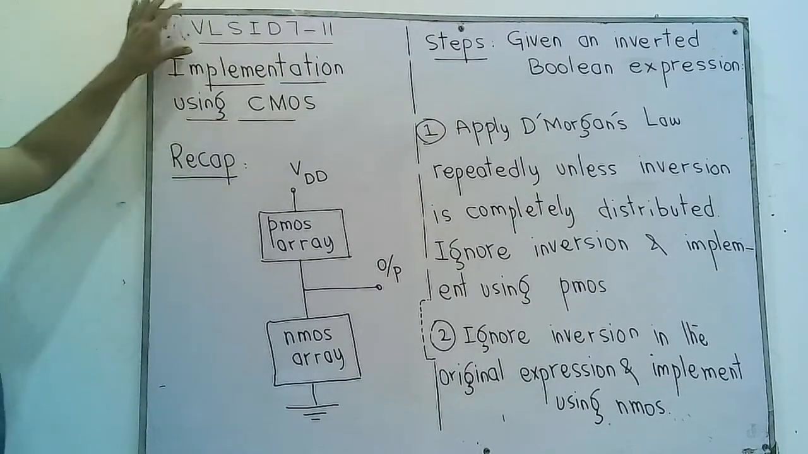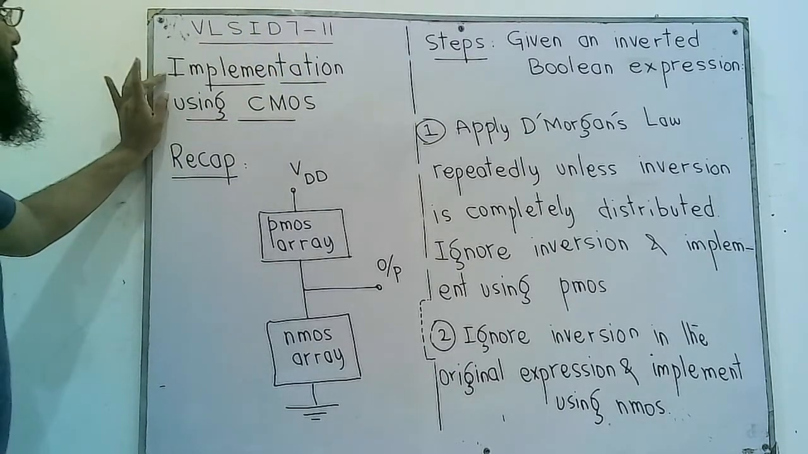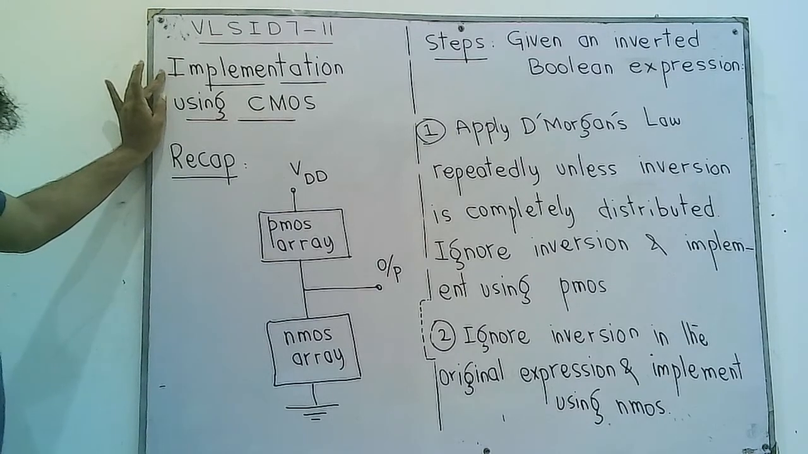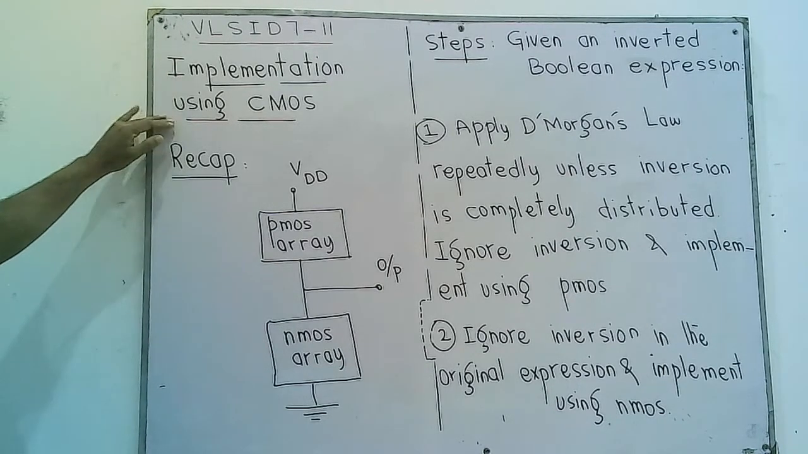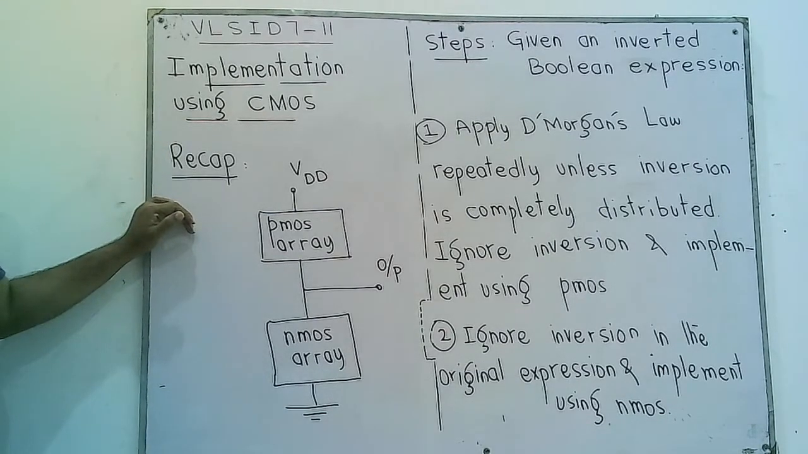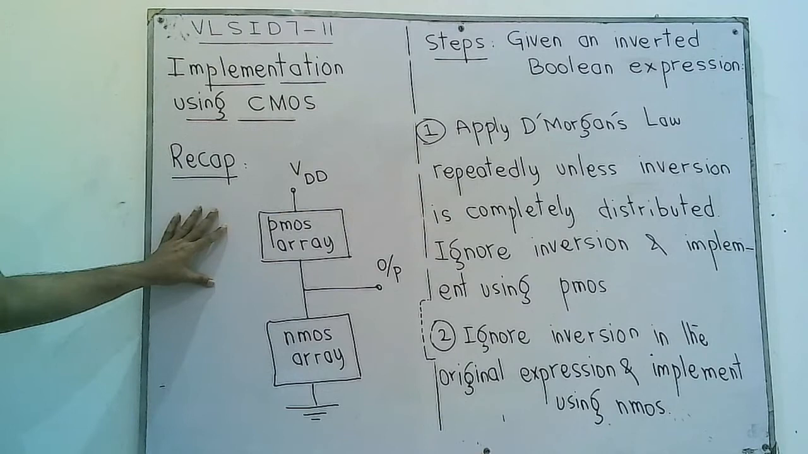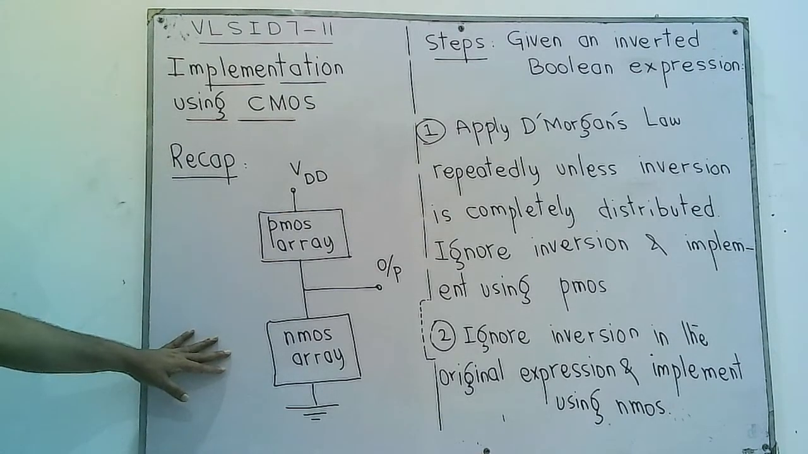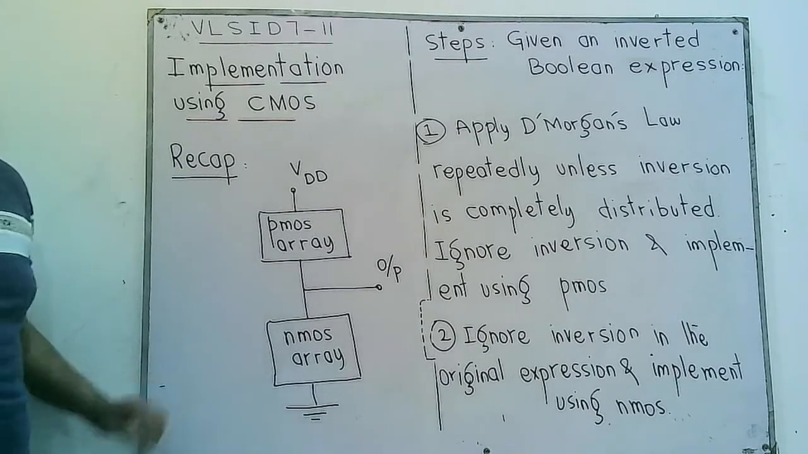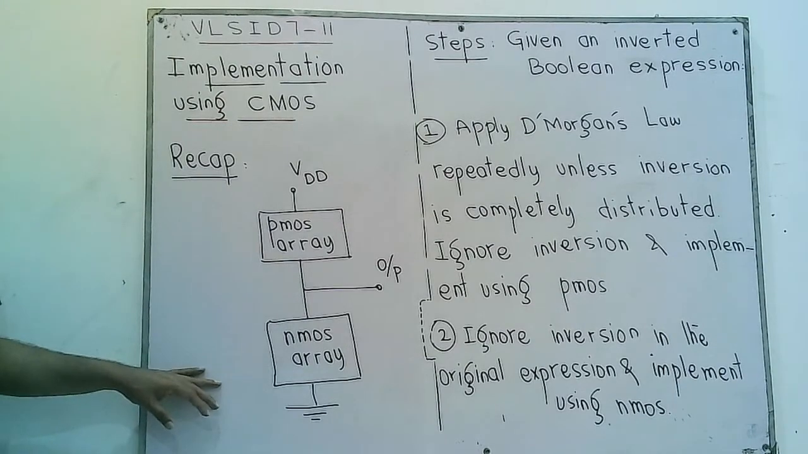Welcome to the 11th lecture from chapter number 7. We are studying VLSI design, and in this lecture we'll study implementation of a general CMOS schematic given a Boolean expression. Earlier we studied that a CMOS is composed of a PMOS array and an NMOS array, where we have an equal number of PMOS and NMOS transistors if you want to implement a Boolean expression. So in this lecture we'll follow two steps to convert any given Boolean expression into its equivalent CMOS schematic.